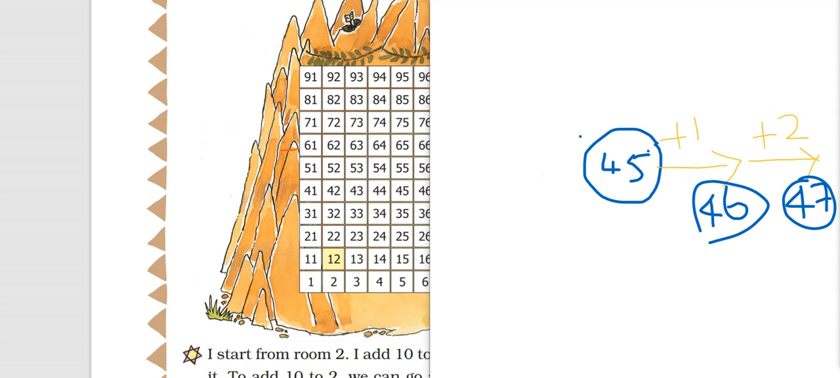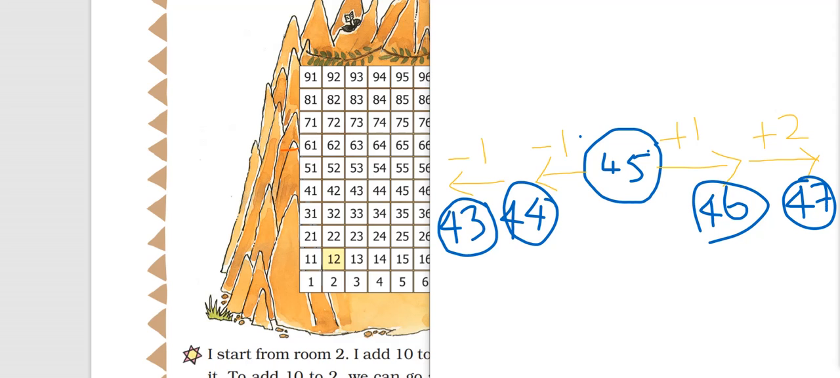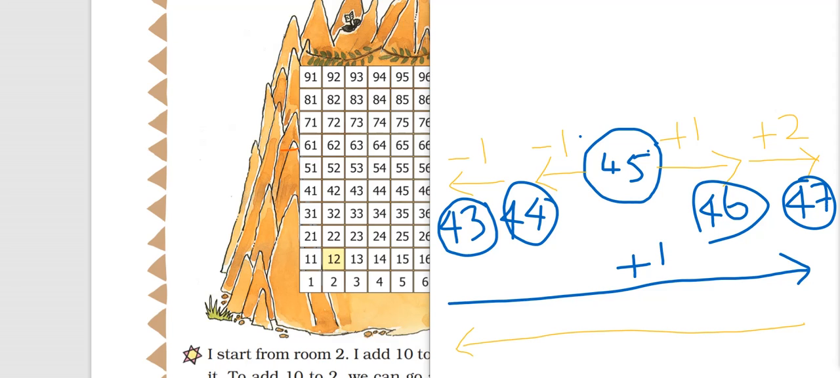Again, if you're moving one step to your left, which means you're subtracting 1. If you move one more step to your left, you're subtracting 1 more. So 45 minus 1 is 44, and you subtract another 1, you come down to 43. So as you move from left to right, you're adding 1. Now when you're moving right to left, you are subtracting 1.